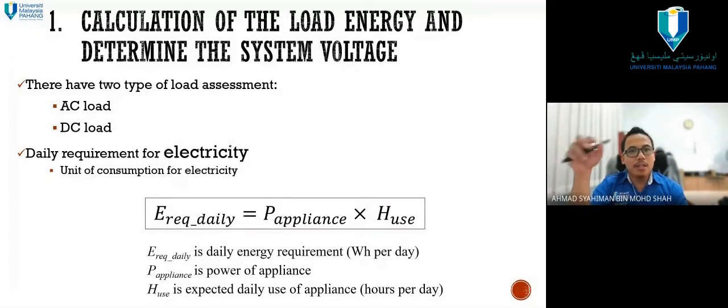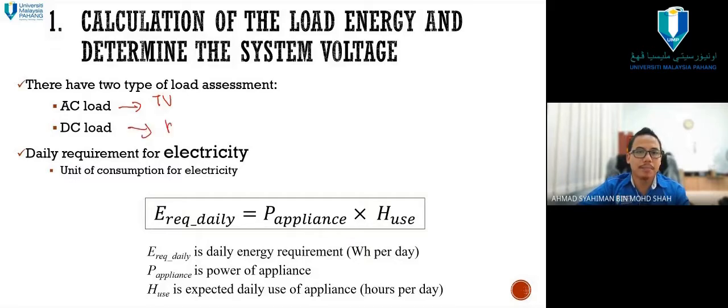Calculation of the load energy and determine the system voltage. Okay, so they have two types of load assessment here. Of course lah ada dua lah kan. Contohnya AC load ni nak guna TV, contoh TV. This load ni mungkin bulb LED kan. And mungkin you guna tak tahulah fan ke, yang DC punya, DC fan.